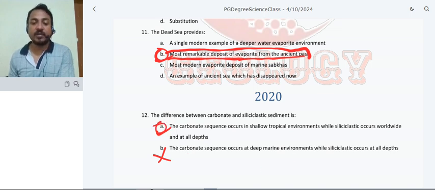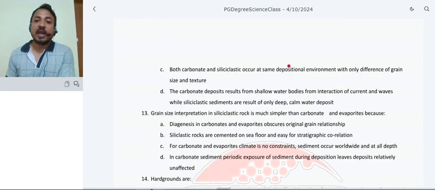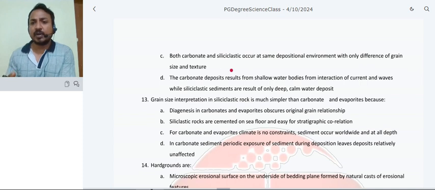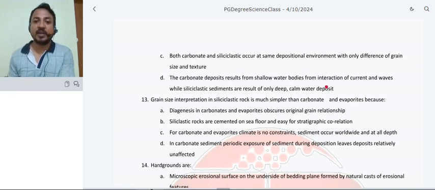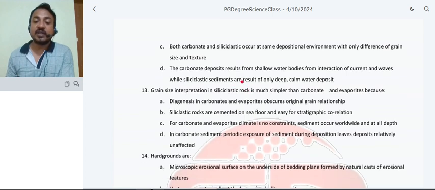Let's take the other options. Both carbonate and siliciclastic occur in the same depositional environment with different grain size and texture. It can occur in a mixed shelf condition, but it is not that appropriate here because the first option is more appropriate. The carbonate deposits result from shallow water bodies from interaction of currents and waves, while siliciclastics result only from deep and calm water deposition. It is also incorrect.